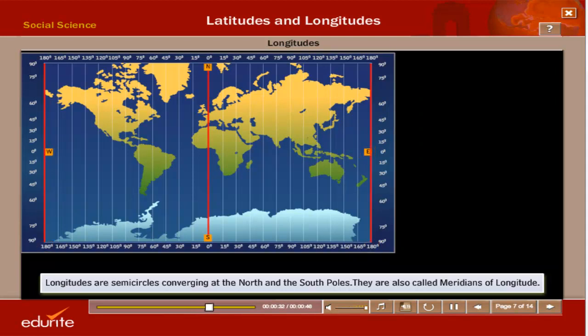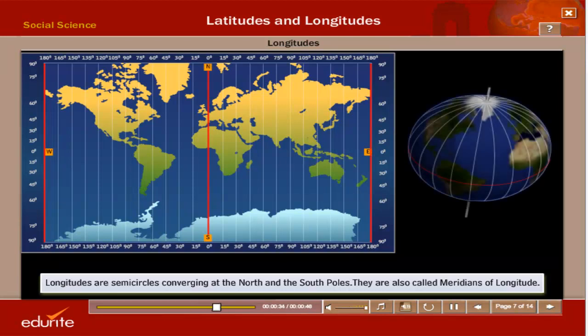The maximum distance between longitudes is at the equator, and it gradually decreases towards the poles. Longitudes help us calculate the time at various places on Earth.